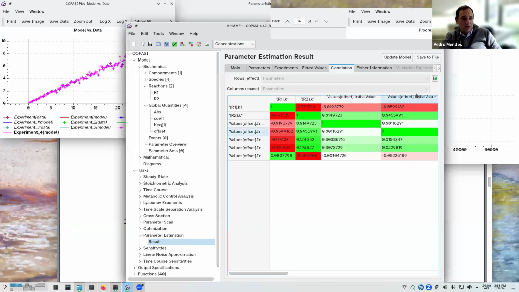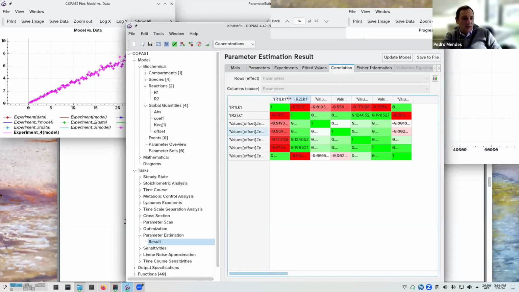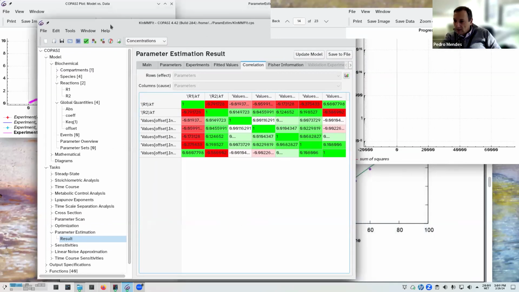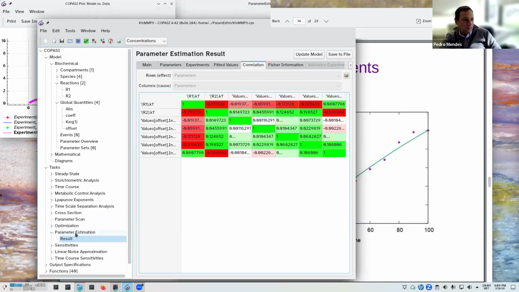We also have the correlation matrix. Again, correlation values are actually pretty good. They're basically 0 among the offsets, which just says that they're not correlated. Of course, they're not 0 between the two kinetic constants because they are in a coupled system of ODEs. So I think I'm going to stop here and ask if anybody has any questions about parameter estimation.